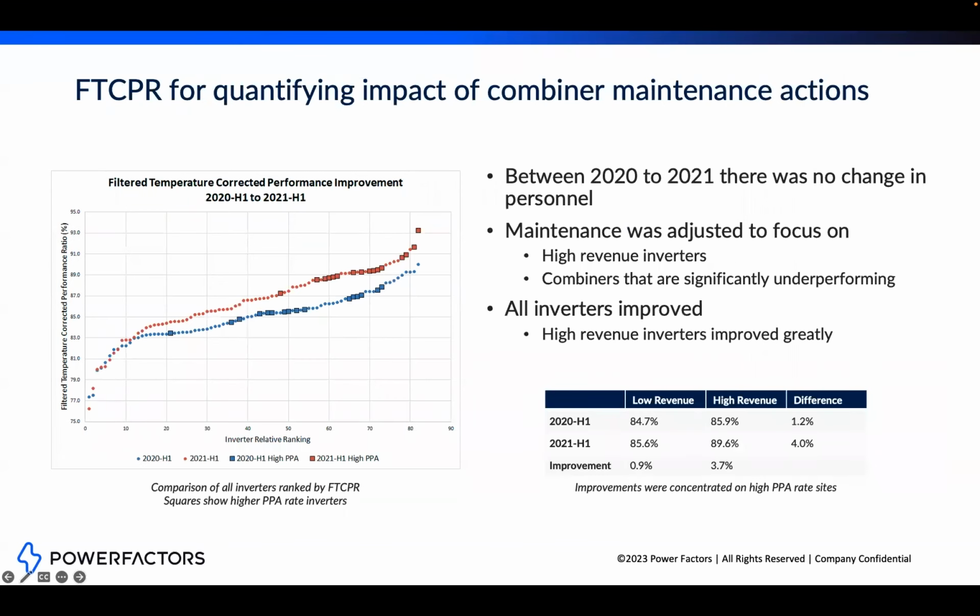We did a case study with a customer to adjust DC health inspections to focus both on higher revenue inverters and combiners with larger numbers of strings offline. With no shift in personnel, FDCPR at all sites investigated significantly improved, especially in high revenue inverters, where it improved nearly 4 absolute %. The plot at the left shows all the inverters ranked by FDCPR. Blue are the initial values before we started the case study, red are the final values, and the squares are the higher revenue inverters. After targeted maintenance actions by the site operators, the improvement in FDCPR is clear. For this collection of sites, it was estimated that changes in maintenance priority resulted in an additional $150,000 in revenue for the asset manager.